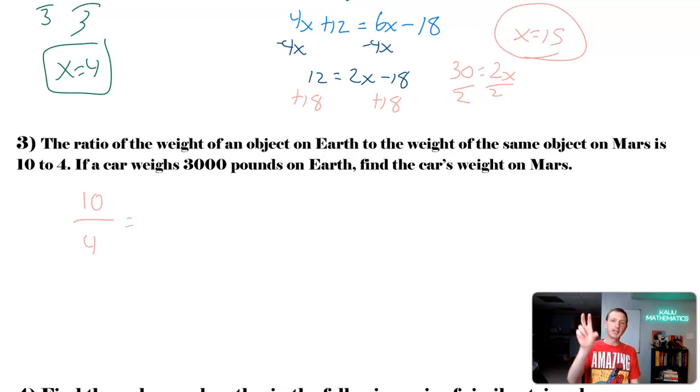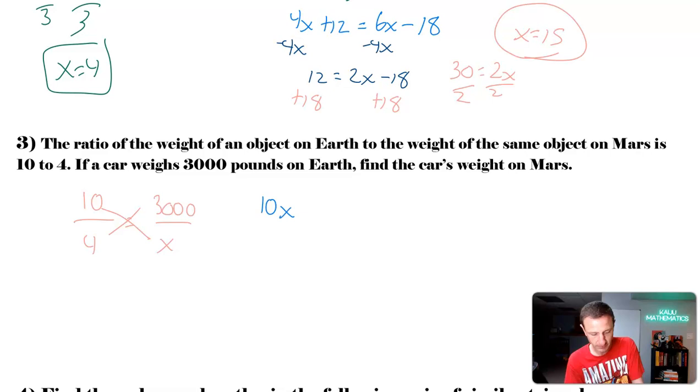When we're setting up that equal statement, we want to make sure that if I set it up as 10 pounds on Earth to 4 pounds on Mars, I have to do 3,000 pounds on Earth to the x amount on Mars. So you have to make sure you're doing Earth over Mars, Earth over Mars. You can't do Earth over Mars and then Mars over Earth. You can't flip it around. So it's got to be Earth, Mars, Earth, Mars. And then we get this proportion, and we just talked about how to solve that.